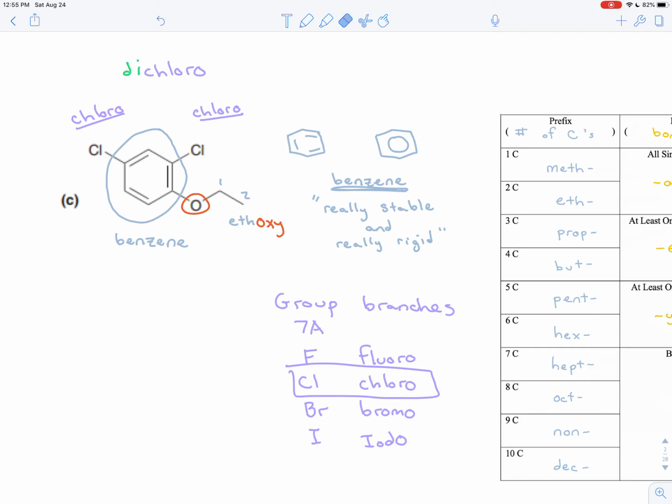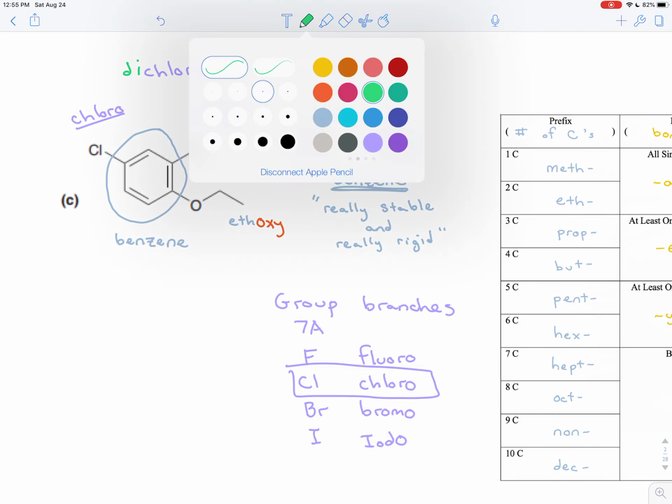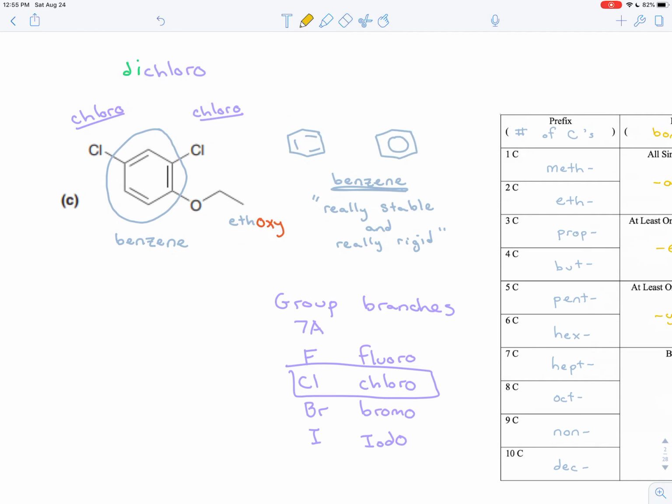Okay, now we have to think about where these branches are coming off of the backbone. And so where should we start numbering on this ring? Should we number it so that the ether gets the lowest number, so that's number 1? Or should we number it so that one of the carbons with the chlorines get the lowest number? Should those be number 1?